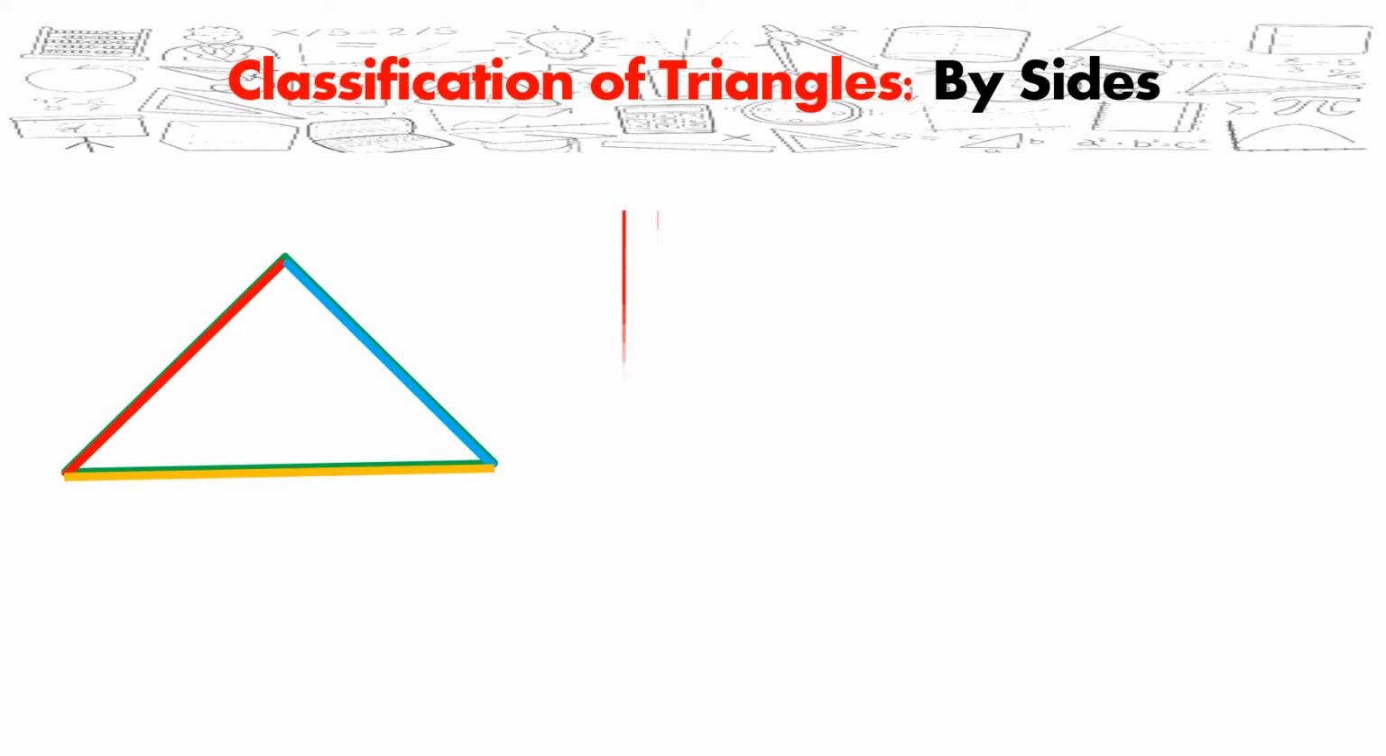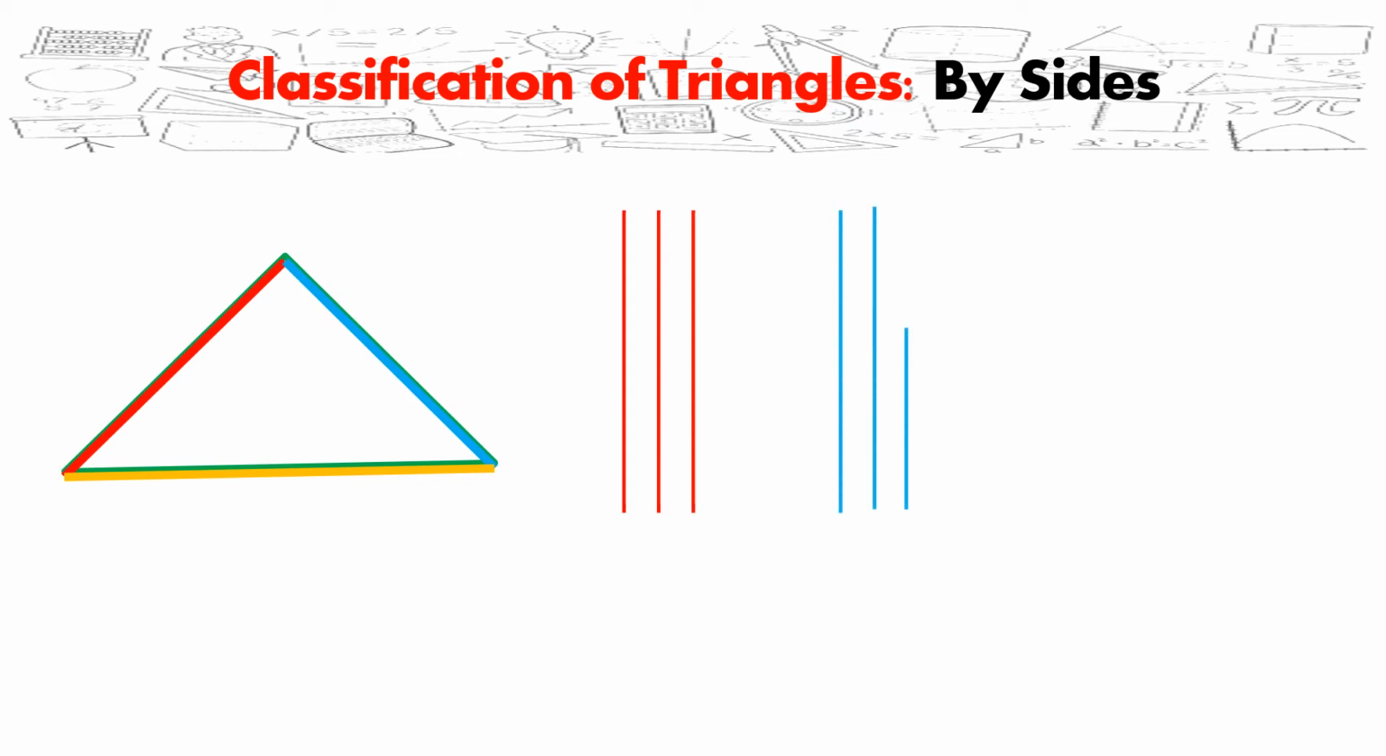It is possible that all the three sides of the triangle are equal. It is also possible that two may be equal and one side may be different. Or in the third case, all the sides of the triangle may be different. So this is the basis of classification of triangles by sides. Let us study it in detail.